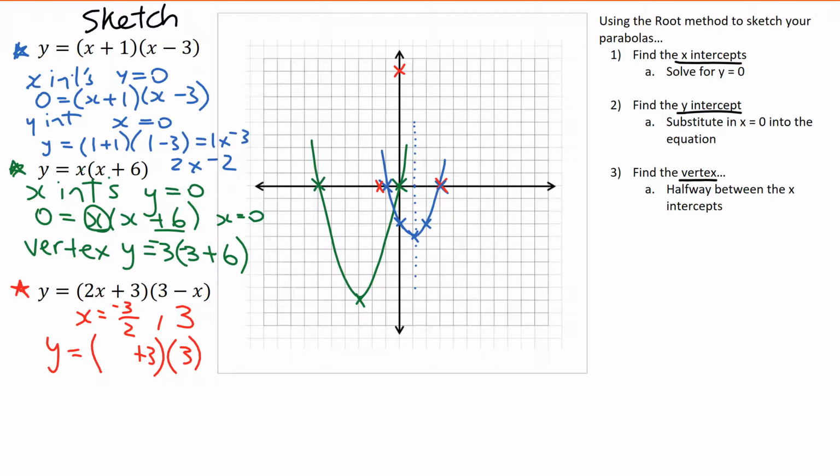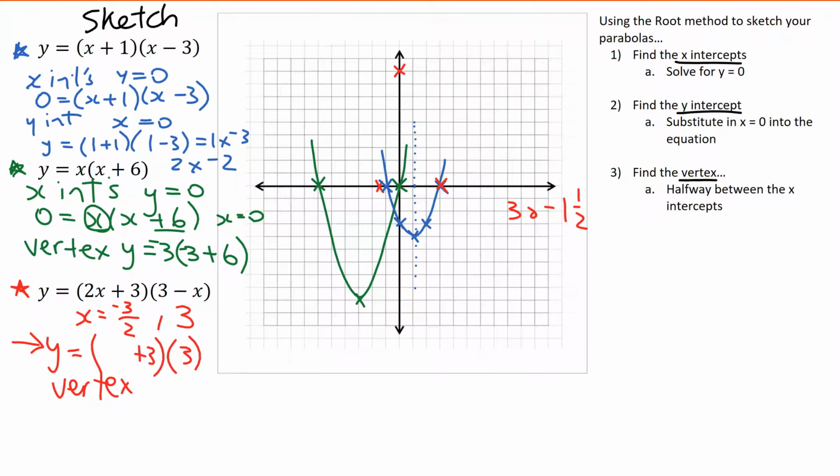What do I need to do next? I've done x equals 0. That's on there, isn't it? x equals 0 is that one there. What do I need to find next? The vertex, one of the 3 things that I just mentioned you need to find. 1, 2, 3. Make sure you can find it. How do you find the vertex there? Find the middle. What's halfway between 3 and -1.5?